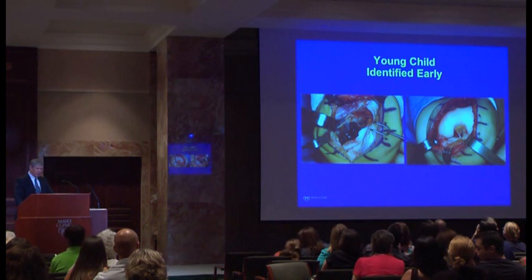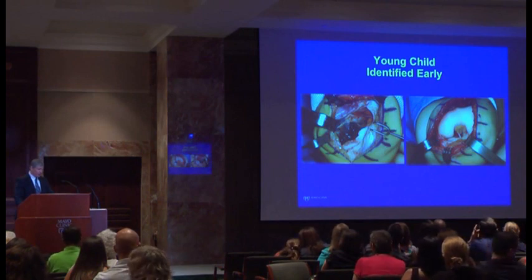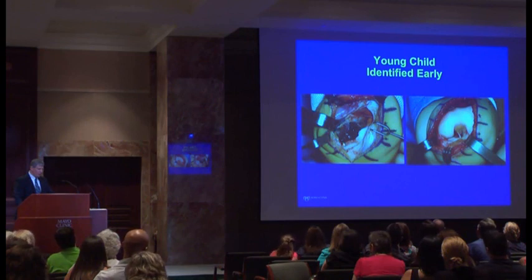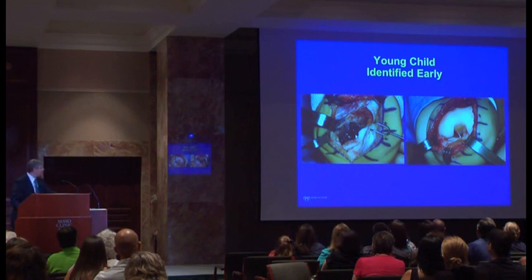This was a really young child that we identified early because there was some swelling in the knee. And it turns out this is the vascular malformation, this collection of dark-looking things. Those are veins, actually, little veins.